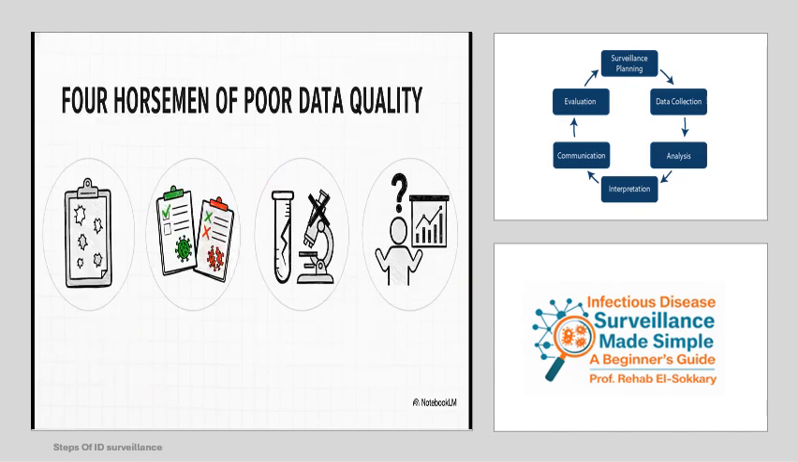So what messes up our data? I like to call these the 4 horsemen of bad data. You've got missing or incomplete records, people not sticking to those standard definitions, sketchy lab support, and probably the most common one, having untrained people collect the data in the first place. Just one of these can totally sink your entire effort.